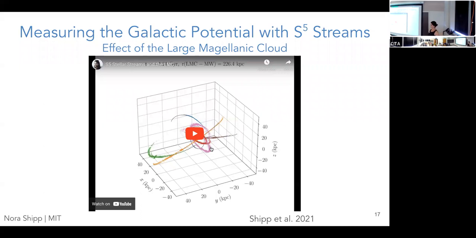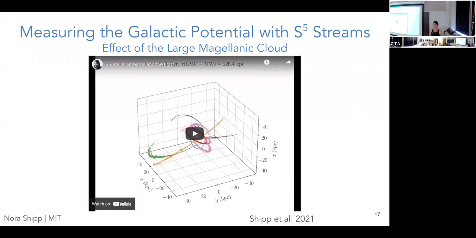Yeah, so we've done some tests where you throw in additional structures like the SMC or Sagittarius and see how significant the effect of those are. And it's much less than the LMC. So for this particular project, we just included the LMC to get a good understanding of that initial. For the LMC, we're assuming it's a spherical Hernquist profile with a fixed mass. And I'm going to talk a little bit about the effect of that assumption in a bit.